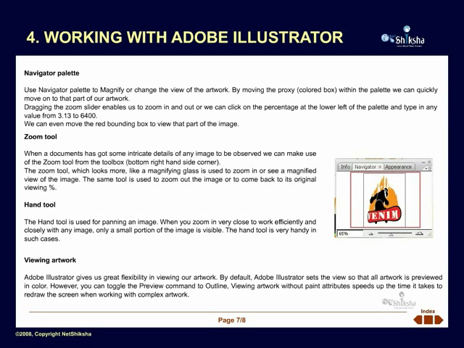Viewing artwork. Adobe Illustrator gives us great flexibility in viewing our artwork. By default, Adobe Illustrator sets a view so that all artwork is previewed in color. However, you can toggle the preview command to outline. Viewing artwork without paint attributes speeds up the time it takes to redraw the screen when working with complex artwork.